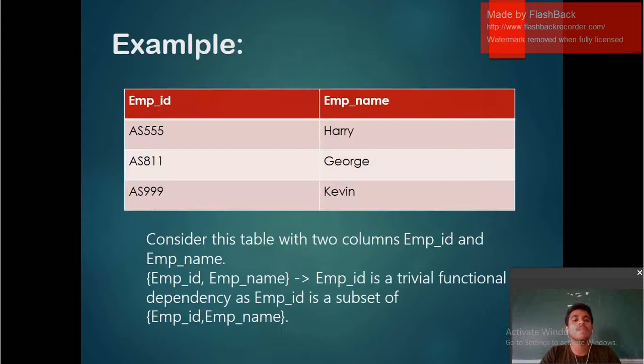Let us see an example here. In a table I have the employee ID and employee name. Here the employee name is a subset of employee ID, meaning if we know the employee ID, then we can automatically know the name of that particular employee. So these two attributes depend on each other, and employee name has a dependency on employee ID.